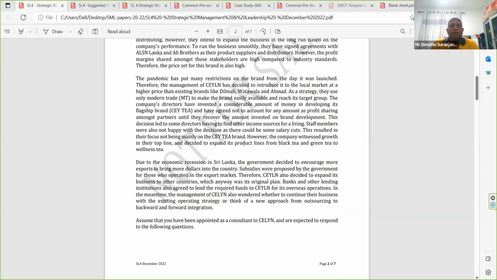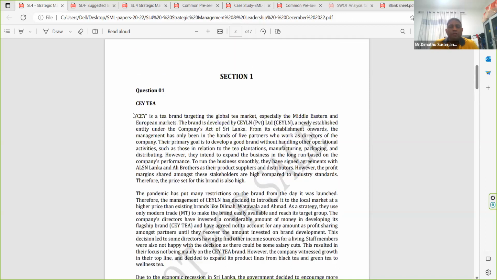Then we'll move to paragraph number 2. The pandemic has put many restrictions on the brand from the day it was launched. So, a recent brand, no? Initially also it was mentioned that it targets the global tea market, especially the Middle Eastern and European markets. The brand is developed by Ceylon Private Limited, a newly established entity under the Companies Act of Sri Lanka.